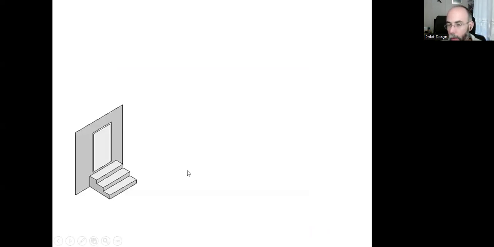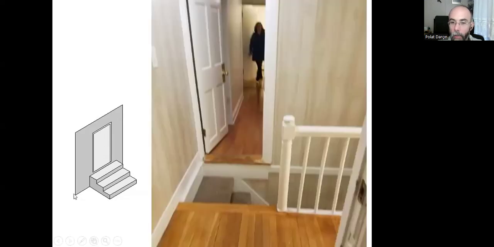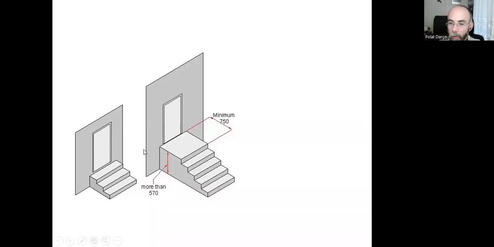The size of the landing is important if there is a door adjacent to the stairs. This can be the main entrance door or a door for a room, an indoor door. It doesn't matter. This is very dangerous. We shouldn't do that because let's say there's this person who wants to step out and they open the door. If they don't see the steps, if they don't see there is this level difference, they will fall down. So it's very dangerous. We need to provide a landing.